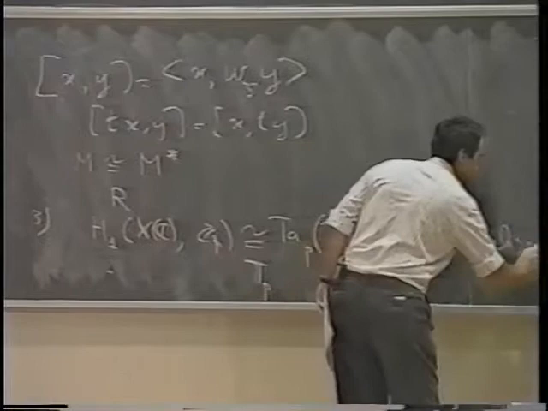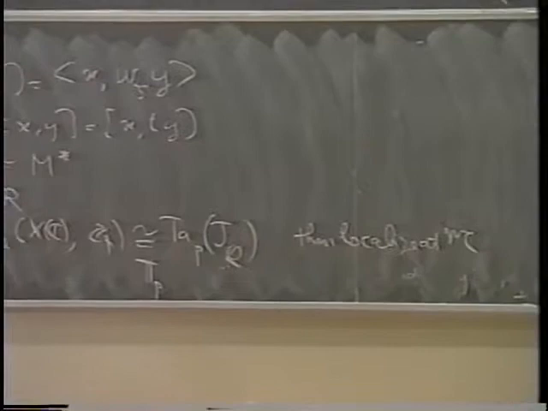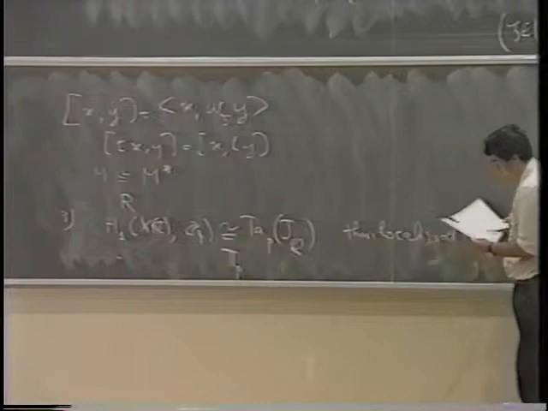This is by the transcendental definition of J. So we get the corollaries.